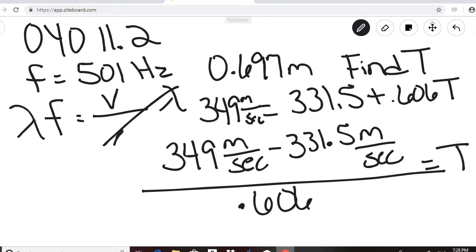So 349 minus 331.5, that's going to leave us with only three significant figures. And then if we divide by 0.606, this means we can only go out to the ones place. So dividing by 0.606, that will give us 29 degrees C, I think.